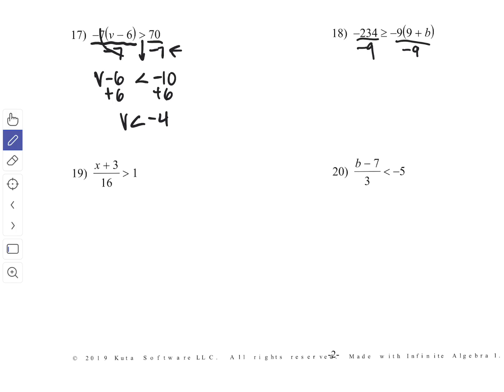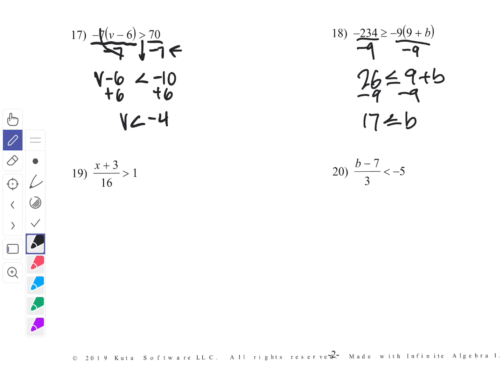So we've got negative 234 divided by 9, so positive 26. Again, though, we are dividing by a negative 9, so we have to change the inequality to finish our problem. So we'd get 17 is less than or equal to b.